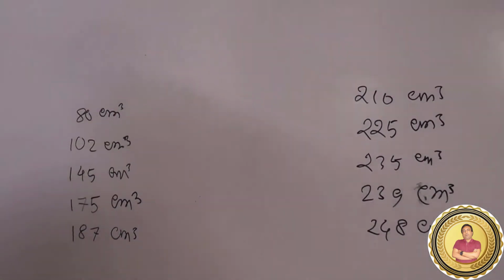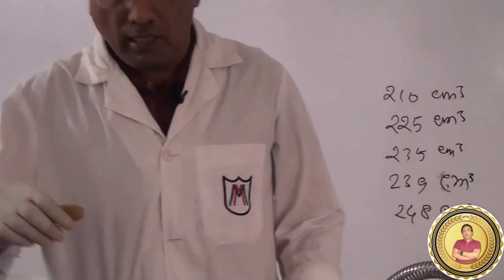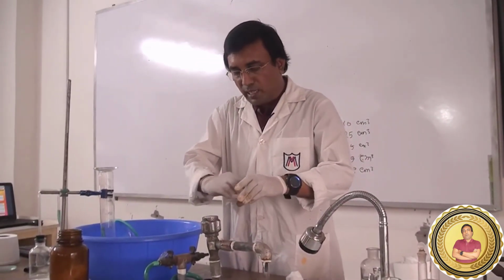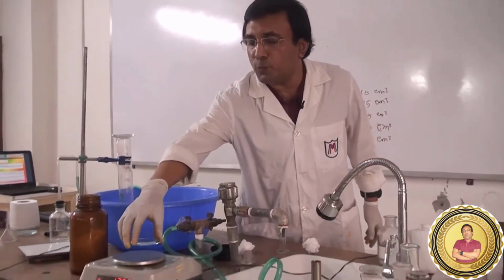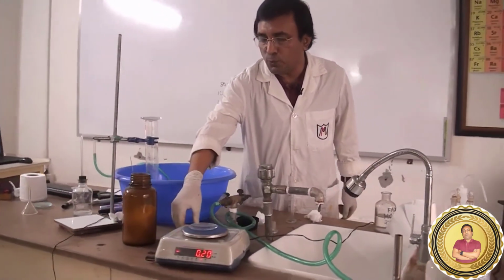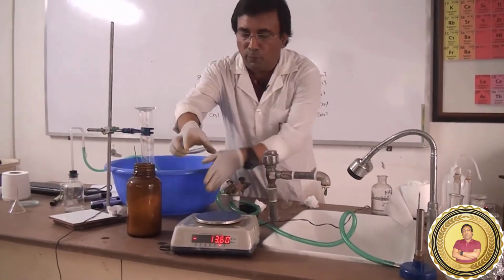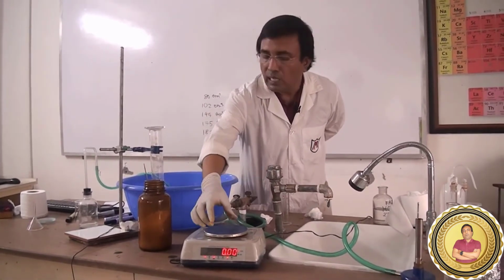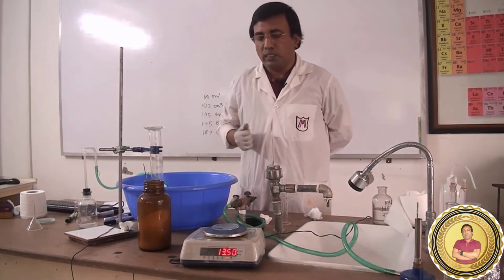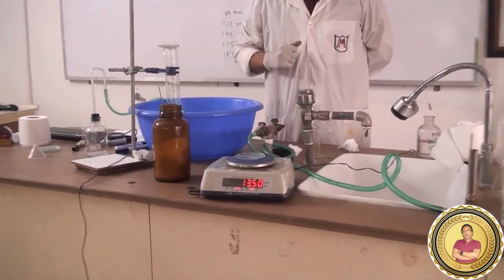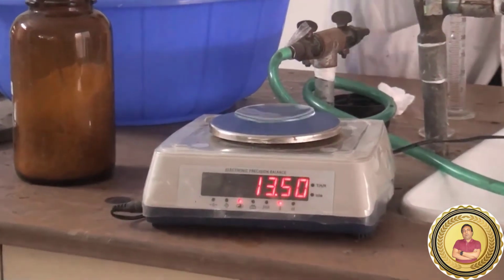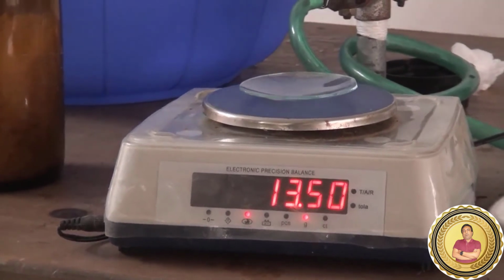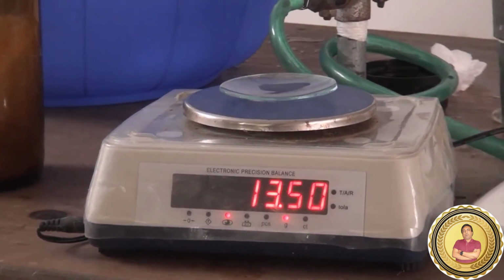Now we want to see another one. According to the previous value, we have to take the mass of the wash glass. All of you take it. First of all, we have to make it 0 for the wash glass mass, and then place it. The mass of the wash glass is 13.50 gram.